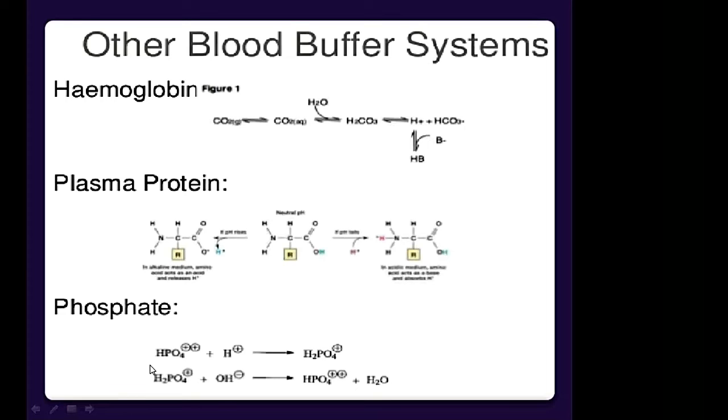Next one is the phosphate buffer system, HPO4 2 minus. It interacts with a proton, and you will get H2PO4 minus. This H2PO4 minus combines with OH minus ion, and you get HPO4 2 minus and water. This is acting as a phosphate buffer system.